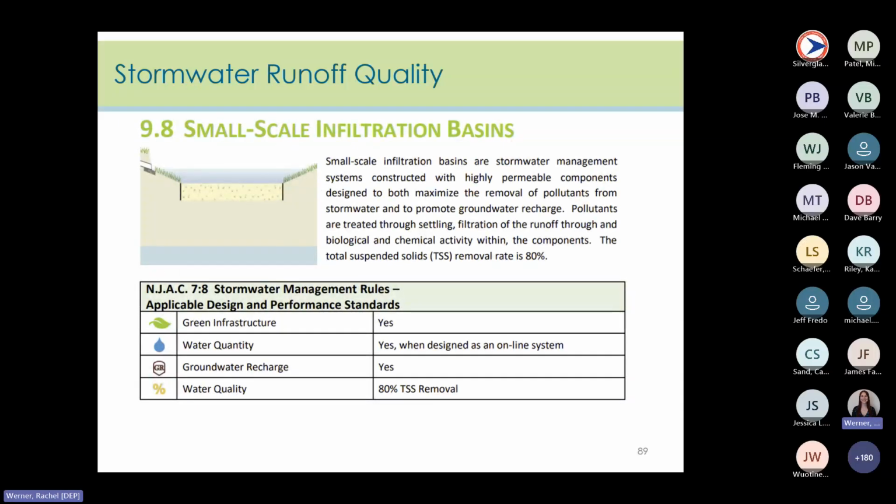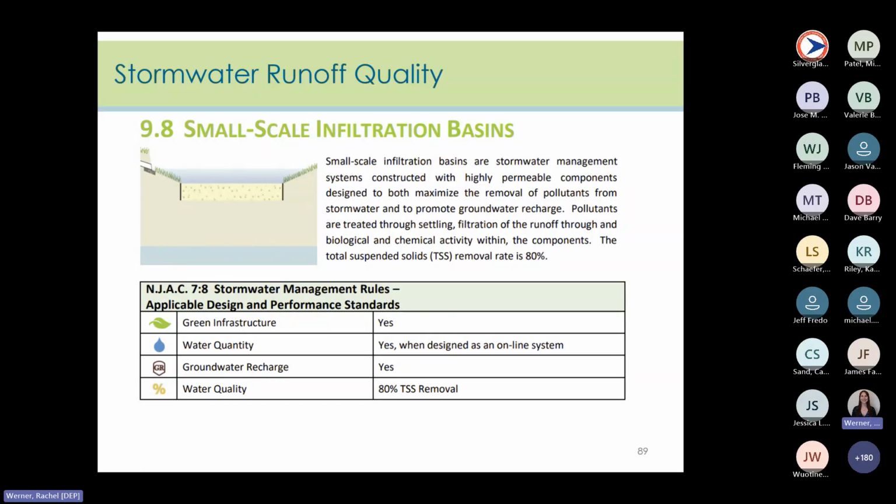So taking a closer look at the small-scale infiltration basins chapter, which is chapter 9.8 in the BMP manual, the first page is a summary page. The paragraph at the top describes how the BMP functions to remove pollutants, and the table right below that tells you which performance standards you can meet with this BMP. So in this case, you can use the small-scale infiltration basin to meet the GI requirement along with water quantity, quality, and groundwater recharge, and you get 80% TSS removal.